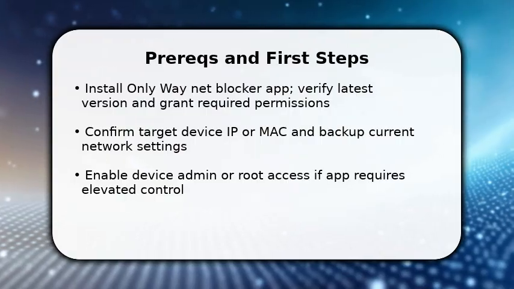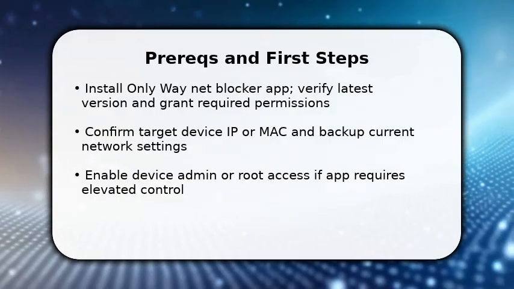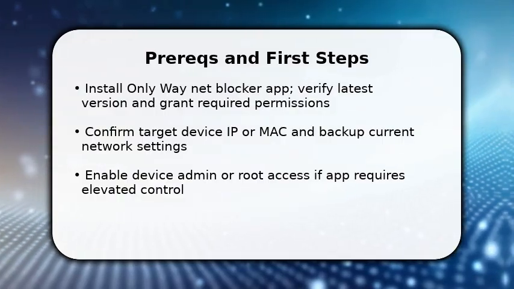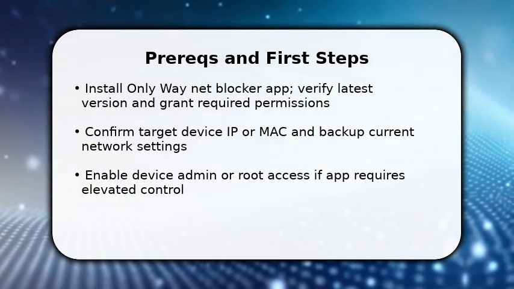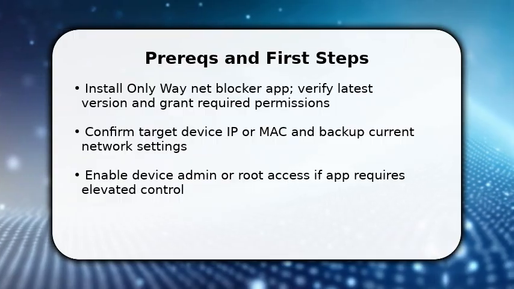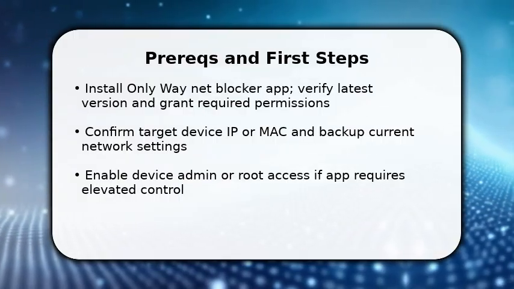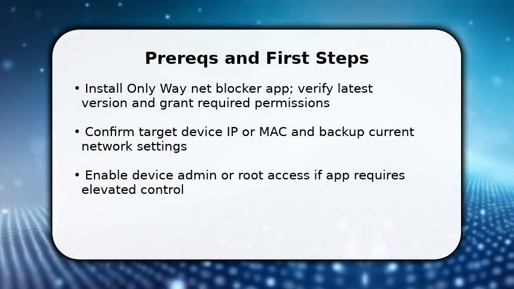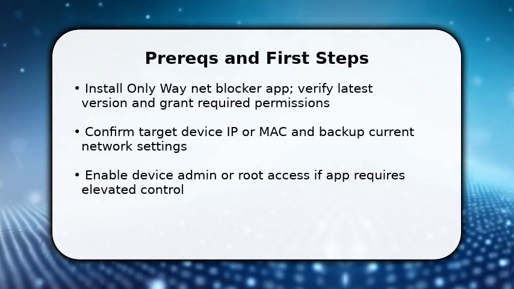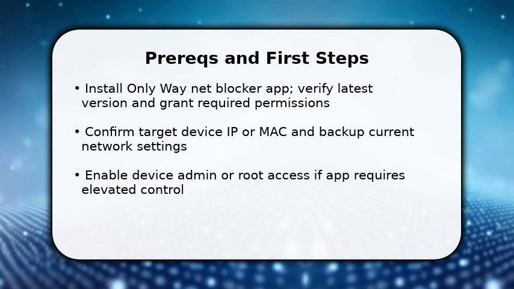You start by preparing the device and permissions so the blocker can act. Install the OnlyWay app and grant its requested network and admin permissions. This lets it alter routing. Once done, note the target device IP or MAC on your local subnet and export a backup of your router or device network settings in case you need to revert. Make sure elevated access is enabled if the app requests it, because without that you cannot enforce low-level blocking rules.